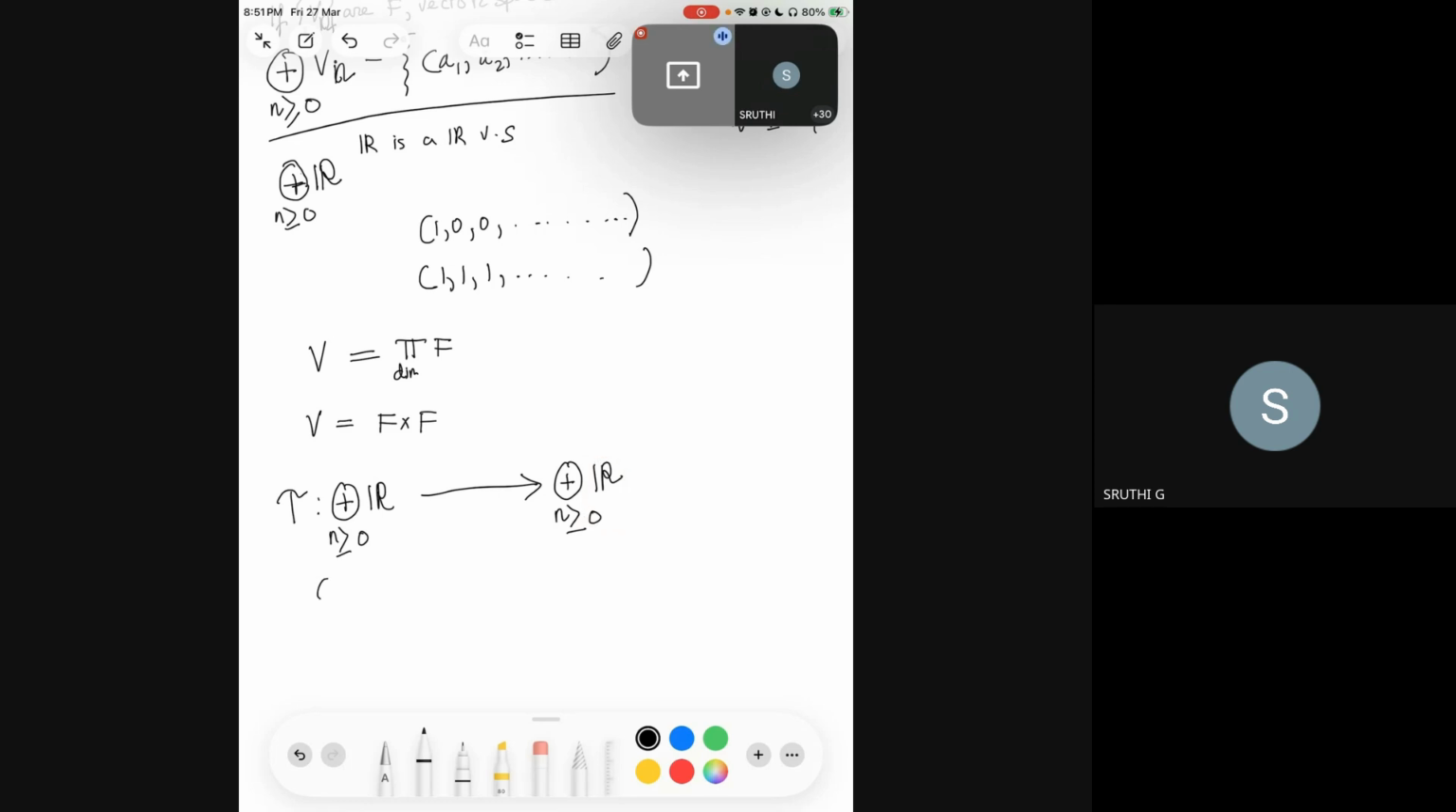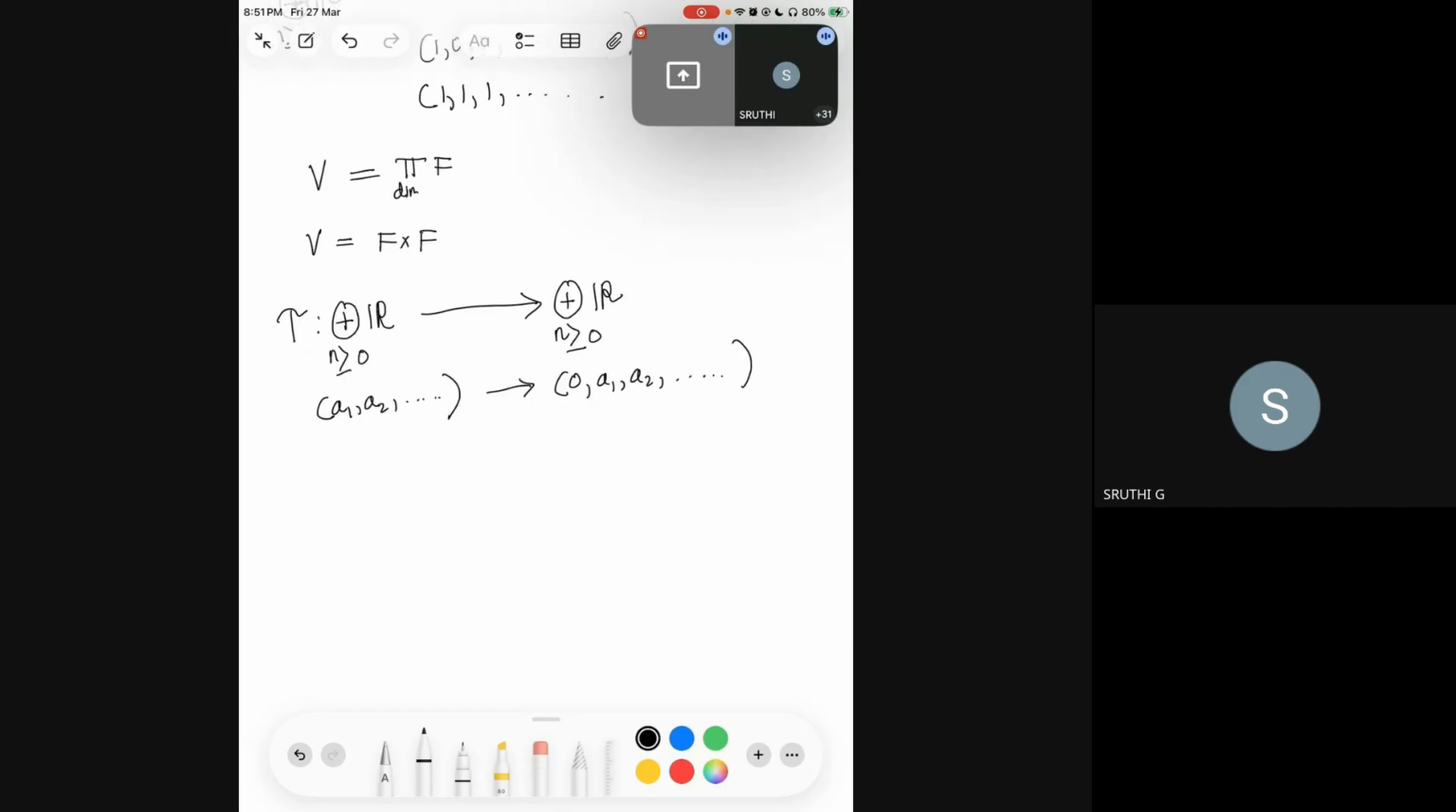The intuition is perfect, but you all have to be specific. This is an element here, and it goes to 0, a1, a2, and so on. This is what you mean, right? The first coordinate will be 0 and a_i will go to a_{i+1}.